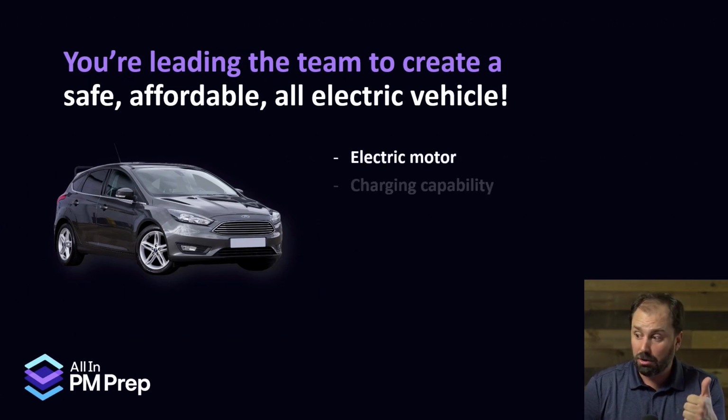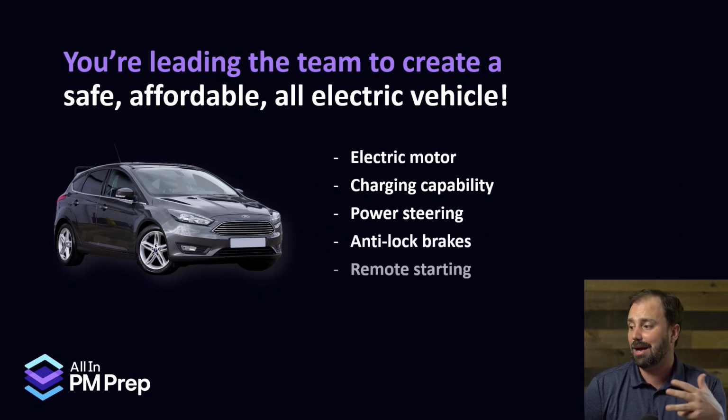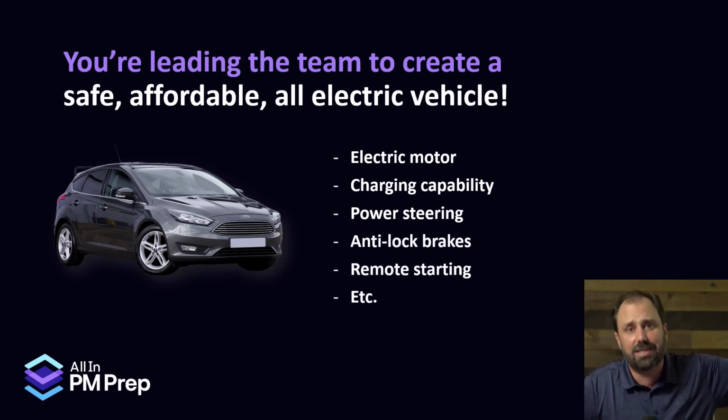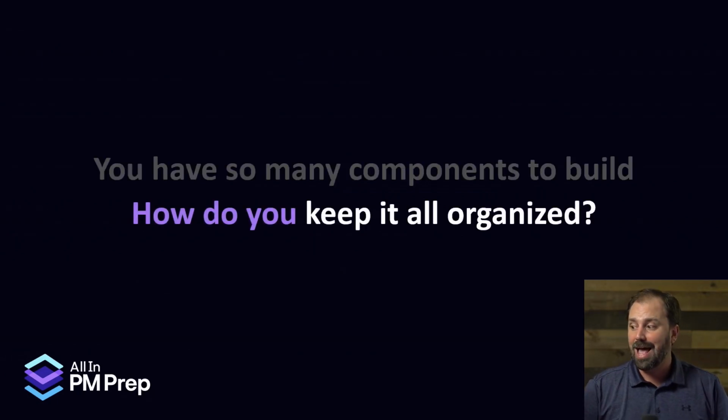Now, what's it got? It's got an electric motor, right? It's got super-duper charging capabilities. It's got power steering. It's got anti-lock brakes. It's got remote starting. It's got et cetera, et cetera, et cetera. All these things. Now, you have so many components to build and keep organized, all right? How do you keep it all set straight and organized?